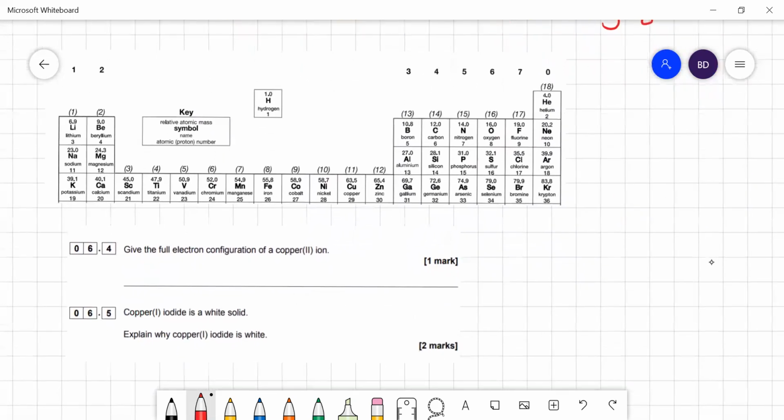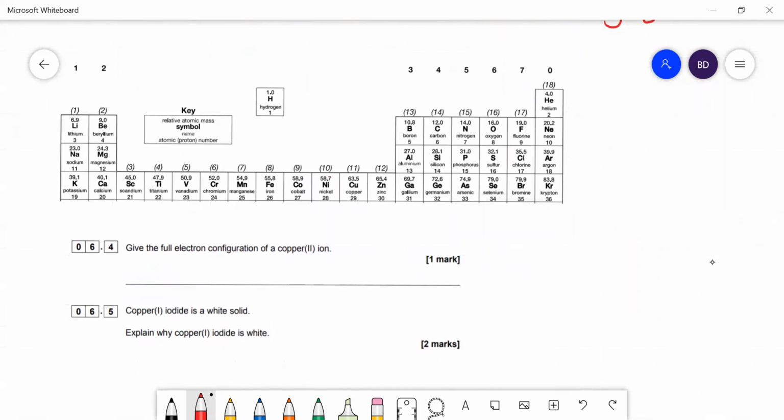Okay, I've included a bit of the periodic table there because we've got to give the electronic configuration of a copper 2 ion. Right, the first thing I'm going to do is give the electronic configuration of a copper atom. Let's do that. So we're going to have 1s2. The 2s2 is full up, of course. 2p is also full up, 2p6. 3s is full up, 3s2. 3p is also full up.